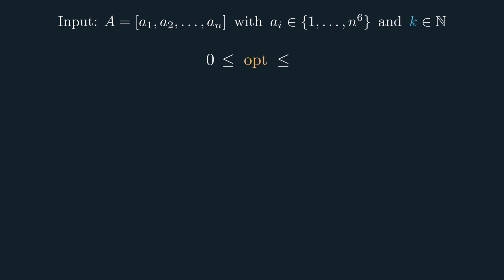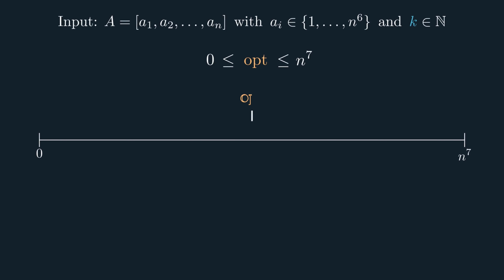On the other hand, if there's only one person, we can just hand over the entire necklace. And since each gem has a value of at most n to the 6 and there are n different gems, the total value of the necklace is at most n times n to the 6, which gives us an upper bound of n to the 7. This means that the solution is somewhere in this interval. We only have to find it.